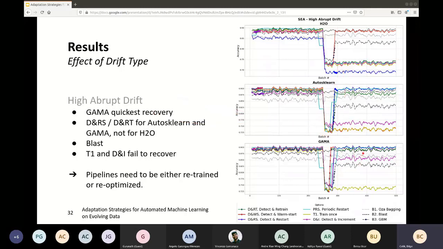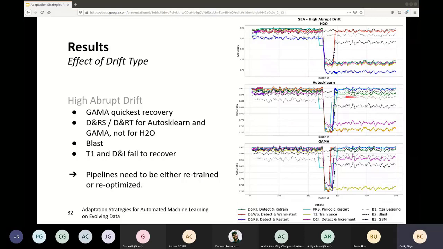And when we look at the differences of the adaptation strategies, we can see that re-optimizing the pipelines from scratch, which is the blue line, and retraining, which is the green line, are performing quite well for Autosklearn and gamma, not so much for HTO. So this could be because of the stacking procedure, the post-processing of HTO that uses a generalized linear model, which might be overfitting on the predictions of the updated pipelines.